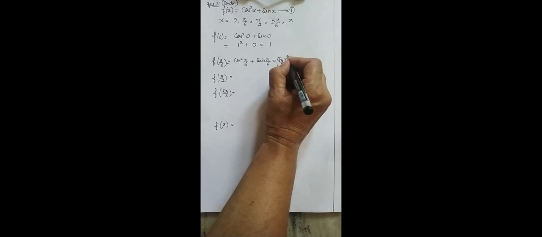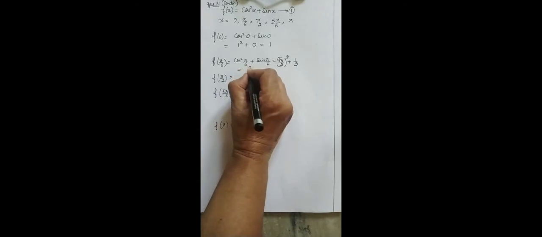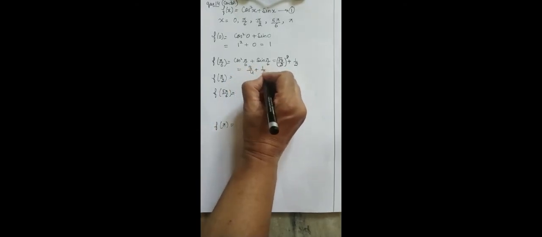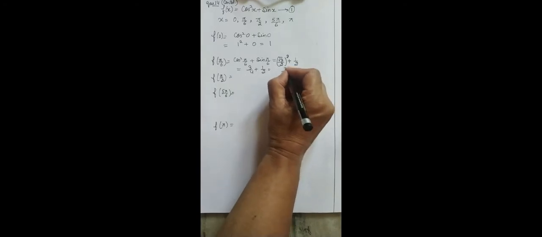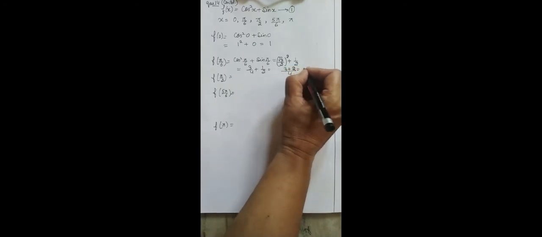It is root 3 by 2, so it is root 3 by 2 square. And what is sine pi by 6? It is half. So which gives me the result 3 by 4 plus half, which will be equal to, by taking 4 as LCM, 3 plus 2 is equal to 5 upon 4.